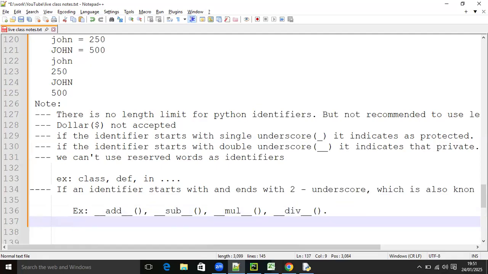Yeah, that's all for this session. In the next session we are going to discuss these identifiers in a detailed way along with some other key points.